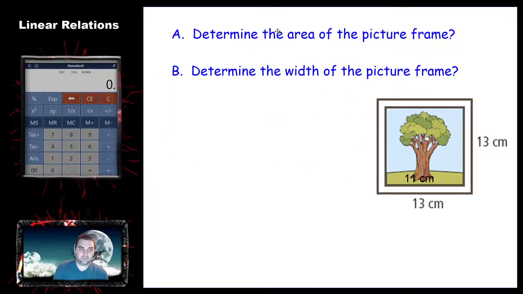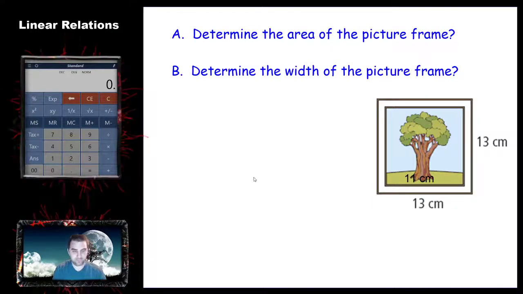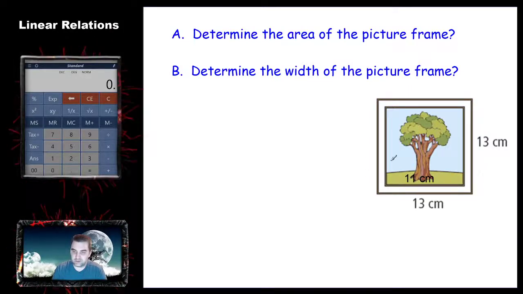All right. Determine the area of the picture frame. So not the picture itself, not the tree, but the actual frame. This is not a show you know. This is something we're going to work on together. So we know that the side length is 13, and it is a square because it's showing us that it's 13 and 13.